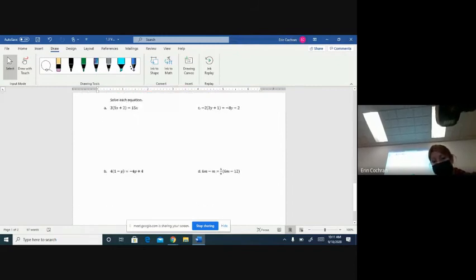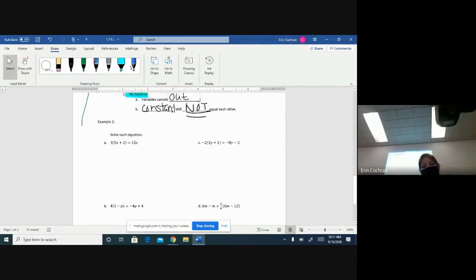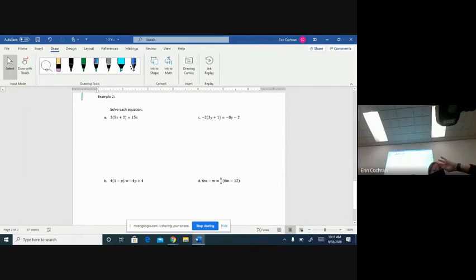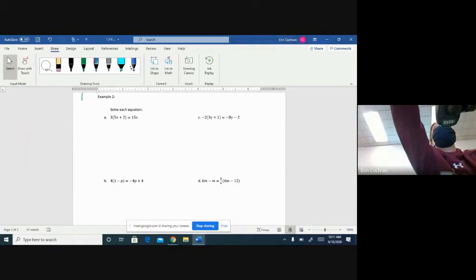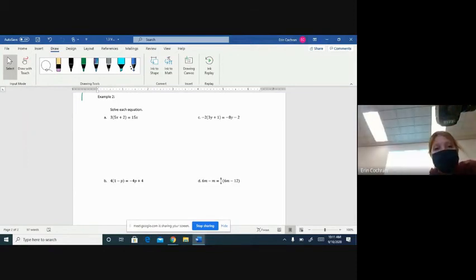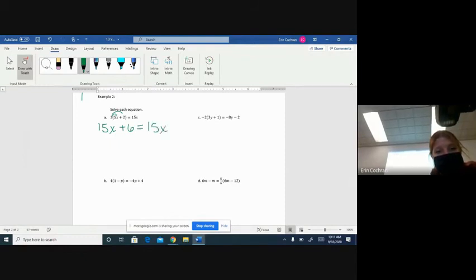So let's look at a couple more examples here. All right, so 3 times the quantity of 5x plus 2 equals 15x. What would be my first step here? Distribute, right? So 3 times 5x is 15x. 3 times 2 is 6 equals 15x.